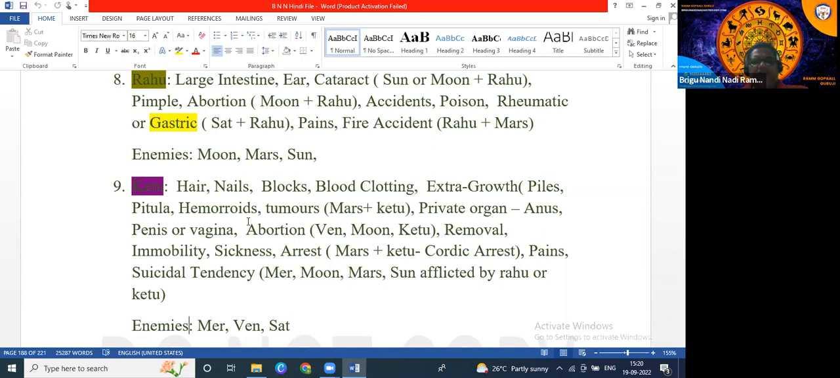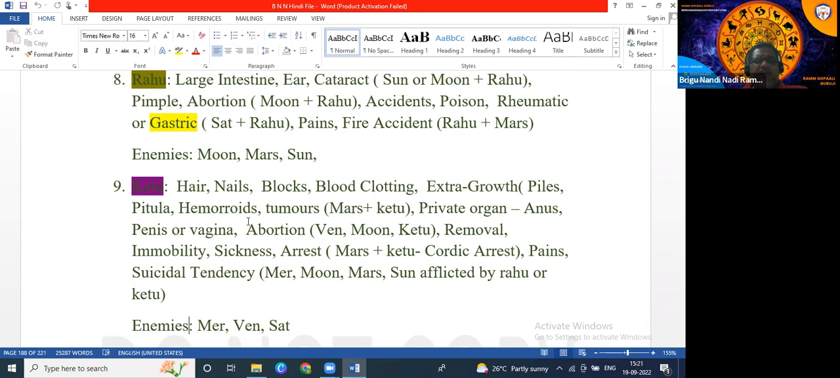Anus is for both male and female, Maladwara. So at Maladwara generally there will be piles and fistula, hemorrhoids will be formed or tumors may be formed in the brain or anywhere. For example, tumors are actually also Ketu. Ketu is extra growth. So it may be a tumor, a pile, a fistula, or hemorrhoids. So Ketu is private organ, anus for both male and female, penis and vagina for male and female, and abortion.